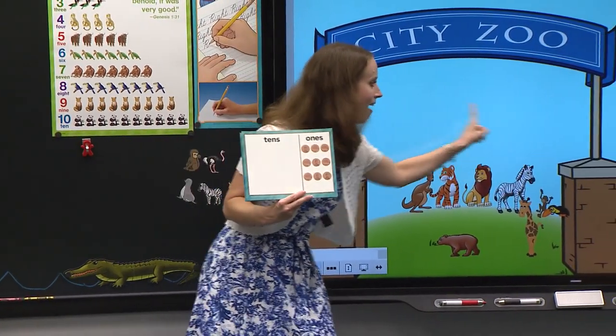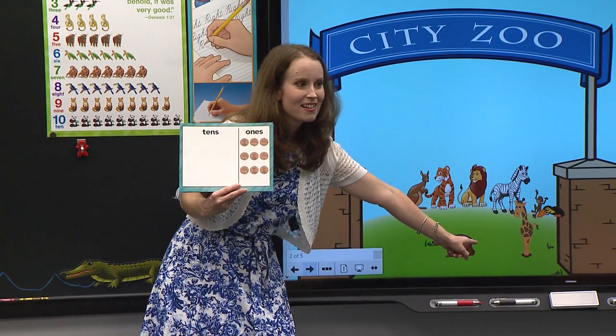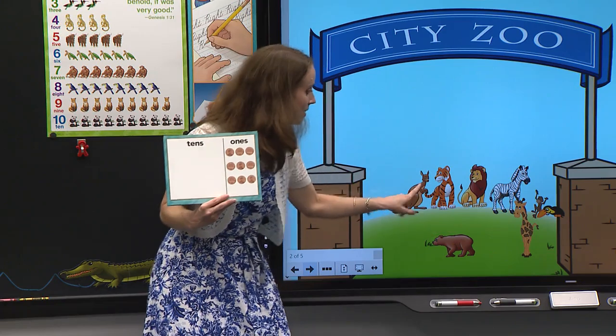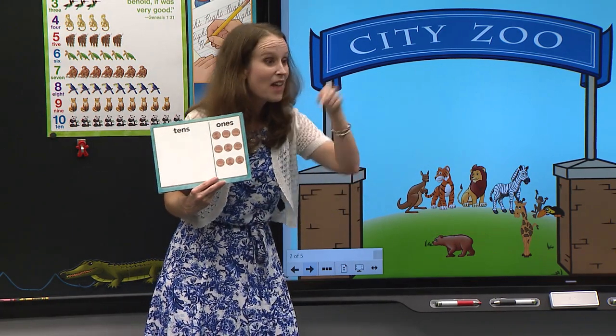Do you see 9 animals in my zoo? No. How many do you see? Not 7. Let's count together. 8. Yes, I have 8. I want 9.